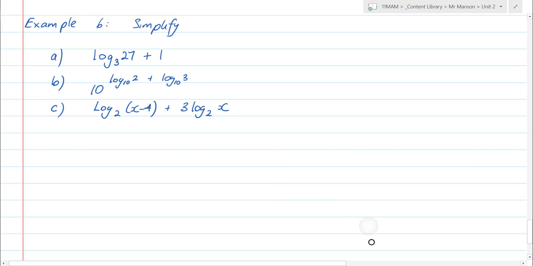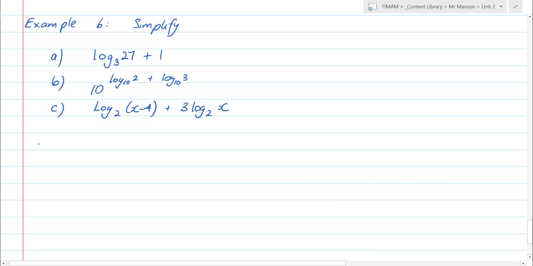So example 6, simplify log base 3 of 27 plus 1, and then 10 to the power of that stuff there, and then log base 2 of x minus 4 plus 3 log base 2 of x. So I'm going to do some weird and wonderful stuff here, which will provide you a little bit more insight on some of the things we can do with logs. I've chosen these examples very specifically to do this.